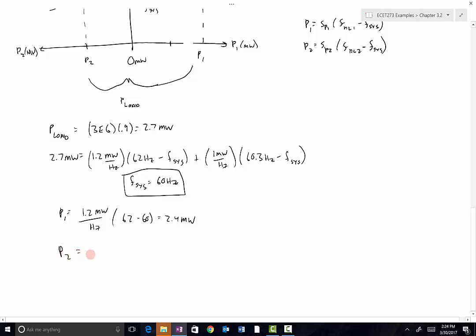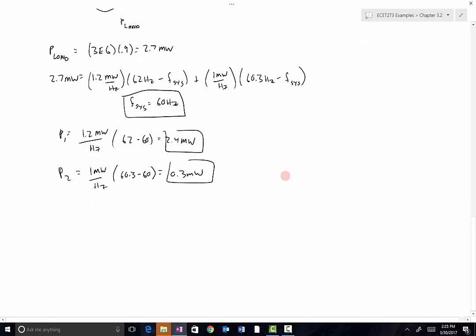Could also solve it from 1 megawatt per hertz times 60.3 minus 60 is 0.3 megawatts. So P1's providing by far the lion's share of this generation.